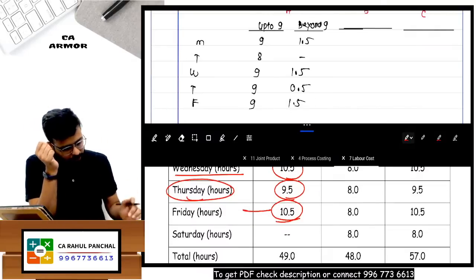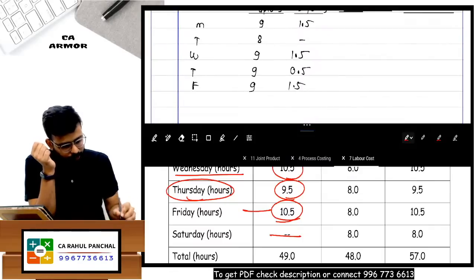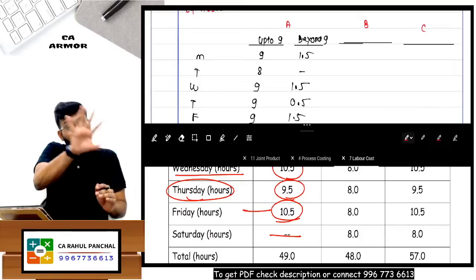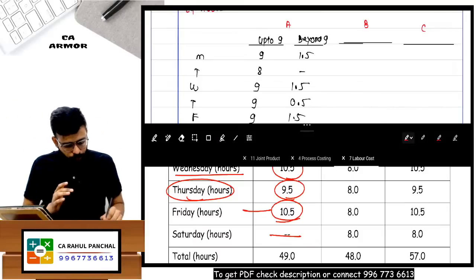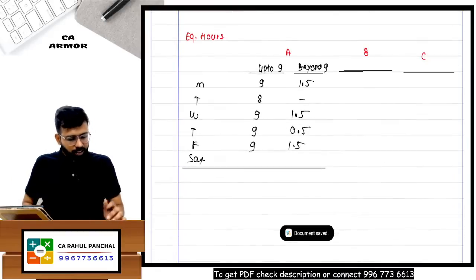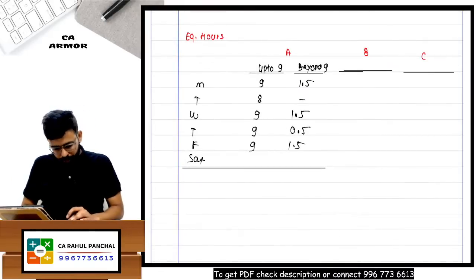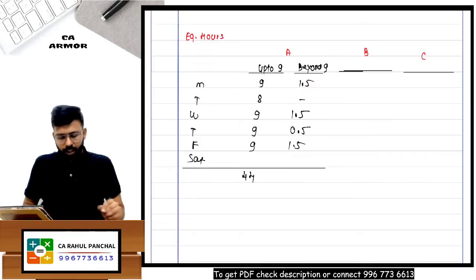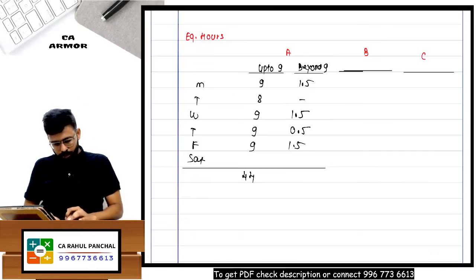Acha, once you do this, Sunday he is not working, he doesn't come on Saturday. Whatever hours are there, 9 and whatever is extra, just write it down as a bonus over here. Now take the total: 9 plus 8 plus 9 plus 9 plus 9, you're gonna get 44. Here, if you add 1.5 into 3 plus 0.5, you're gonna get 5 hours.